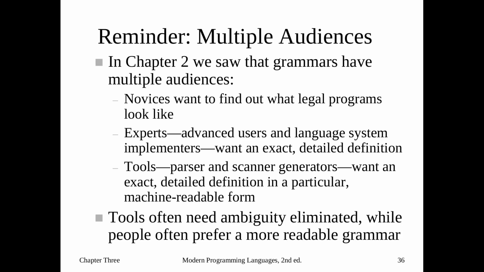Experts and tools, on the other hand, need the most advanced form of the language. They need to be able to see the exact detailed definition of the language so that they can develop the tools. The tools themselves have to create the actual parse trees and abstract syntax trees in order to parse a language into a parse tree and convert that to machine code as necessary. So tools require the ambiguity to be eliminated, while people actually prefer the more readable grammars, the initial grammars prior to us fixing the ambiguity.